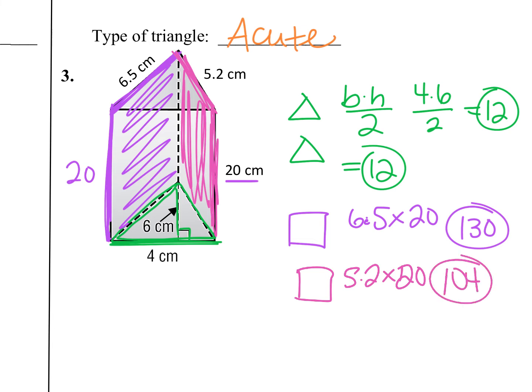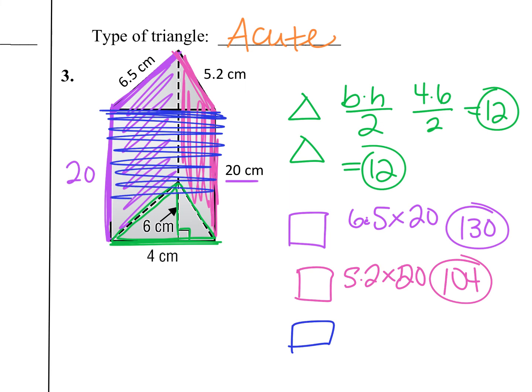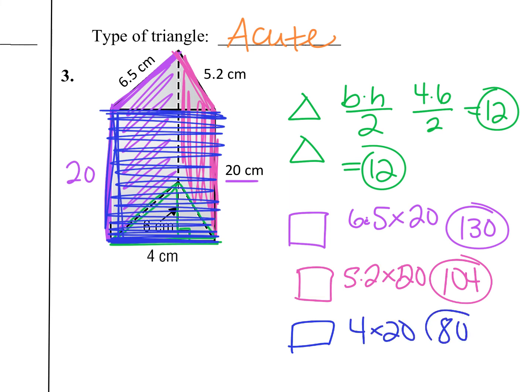And then my last rectangle, which is really hard to see now, but I know it's the front surface of this box that's facing me, which I can see is 4 by 20. And 4 by 20 is 80.